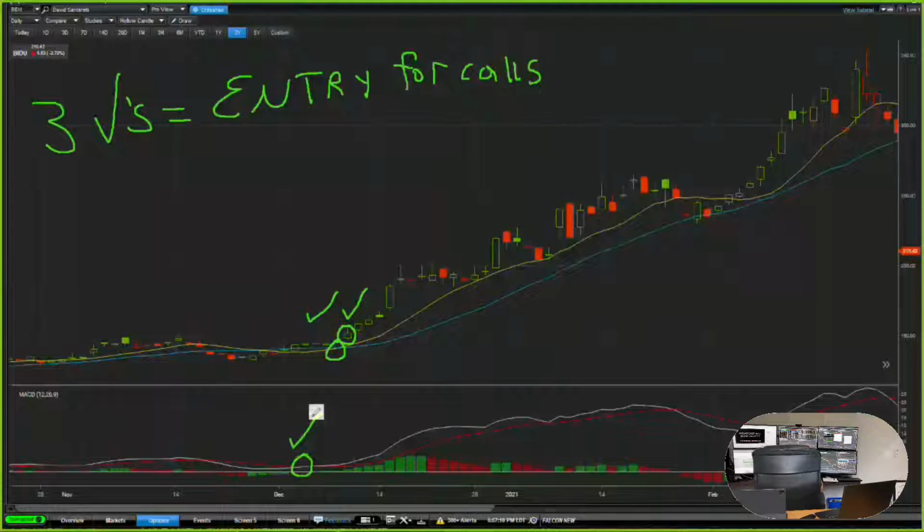Okay, so we are technical traders. We're breakout momentum, breakdown momentum traders. That's all we care about. That's what we search for, and we're using all of our scanners, our tools, our indicators to find these setups. So now again, 3 check marks equals a confirmed entry for a call.